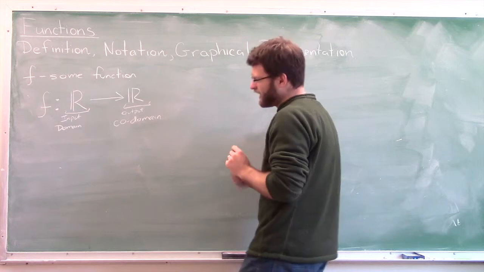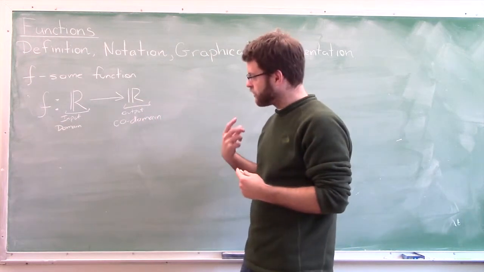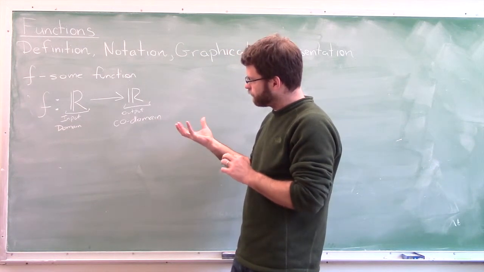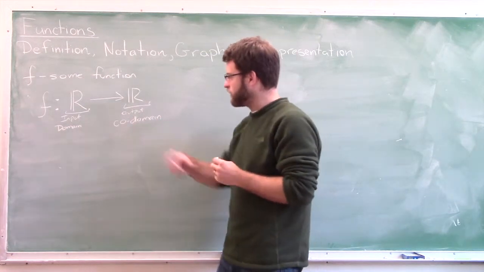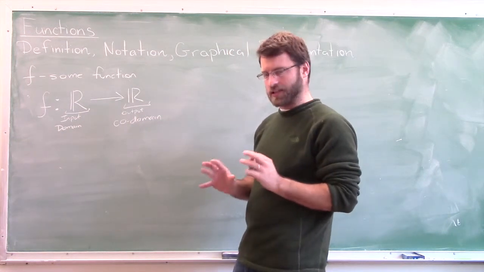All right? And there's another word that we attach to the output set of the function that's a little bit more specific or more careful in a certain sense than codomain. That's called the range of the function. And that's going to be something that's slightly different.